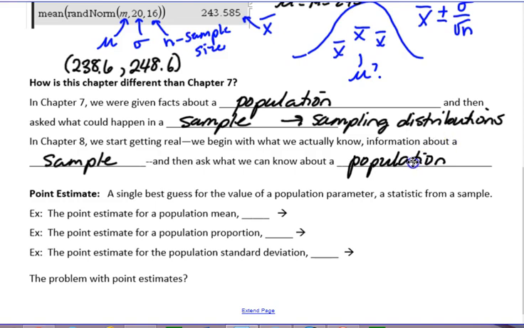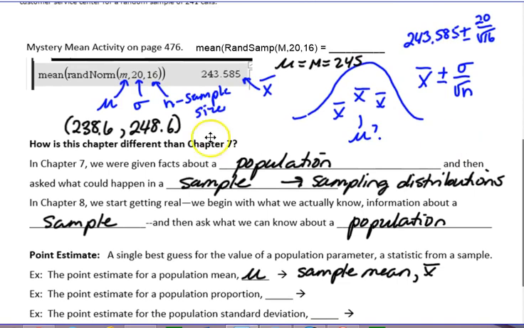So let's start with a couple of definitions. The first definition is a point estimate. A point estimate is a single best guess, a single number, for the value of a population parameter, which is based on a statistic from a sample. So the point estimate for the population mean, mu, would be the sample mean. That would be my best guess for the population mean, and that would be x bar. So up here, what's my best guess for the population mean? Well, it was about 243, give or take some. I knew that it could vary, but that was my best guess. That was all I know. And then I based my interval on that.